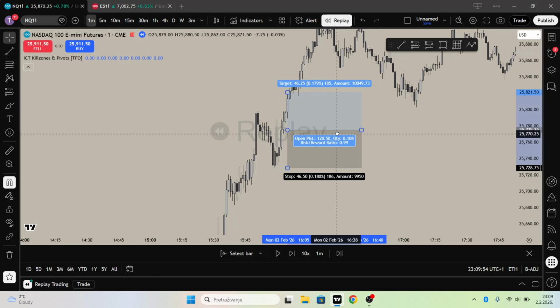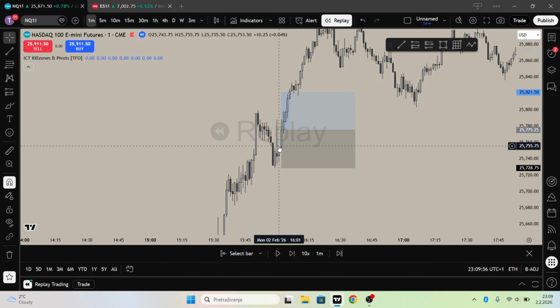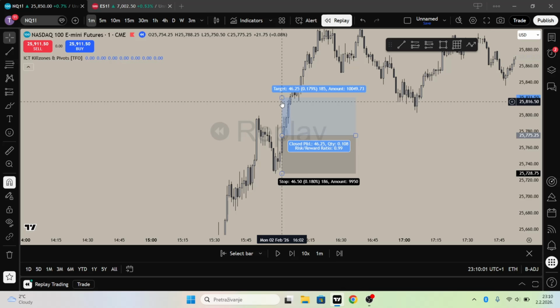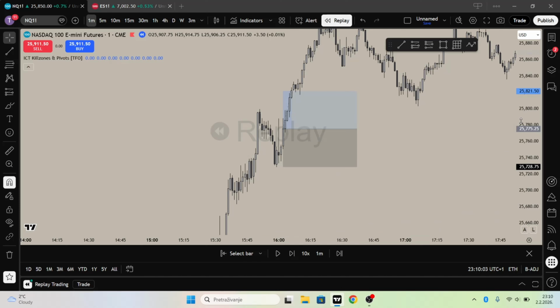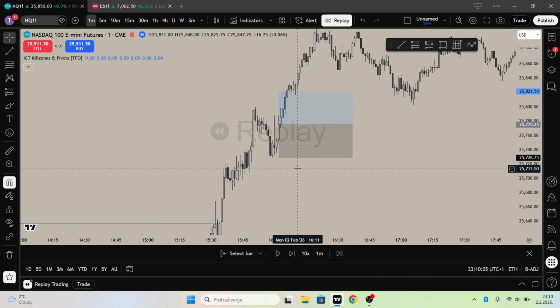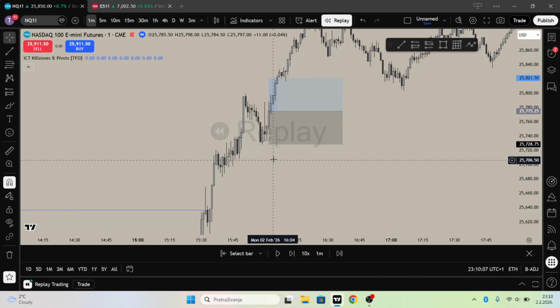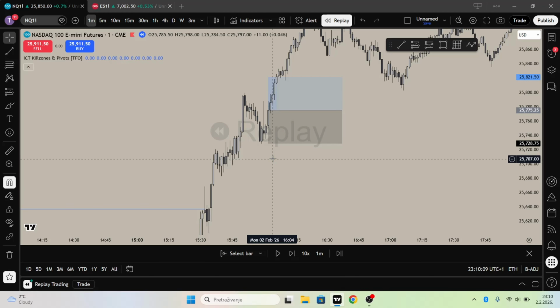And as I said, boom, we invert this highest time frame fair value gap. It was 1 minute. We go simple 1-to-1, and we hit take profit. So that was the inverse fair value gap of the day.